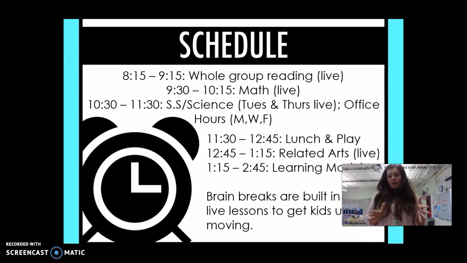Lunch and playtime will be from 11:30 to 12:45, so just a great time for a break for your child. And then from 12:45 to 1:15, that will be our related arts time, so music, art, and PE. And your child's teacher will get that schedule out to you so you know which day you'll have any of those related arts classes. And then from 1:15 to 2:45 will be our independent time, so doing the learning modules that we have on Schoology and things like that. And then we'll have brain breaks that'll be built in during our live lessons to get the kids up and moving.